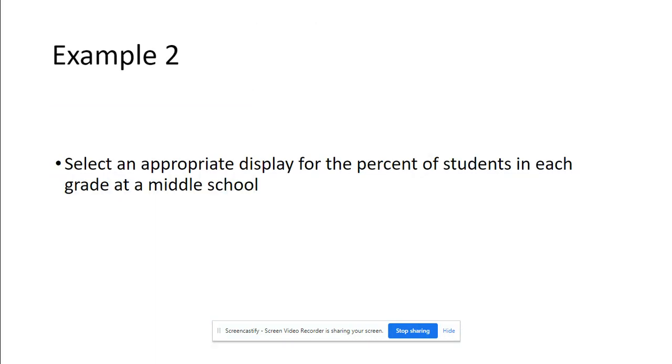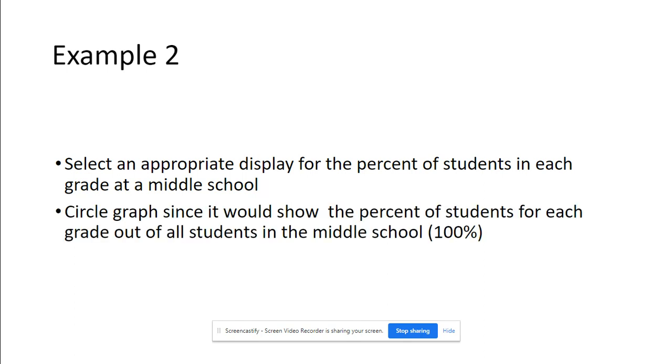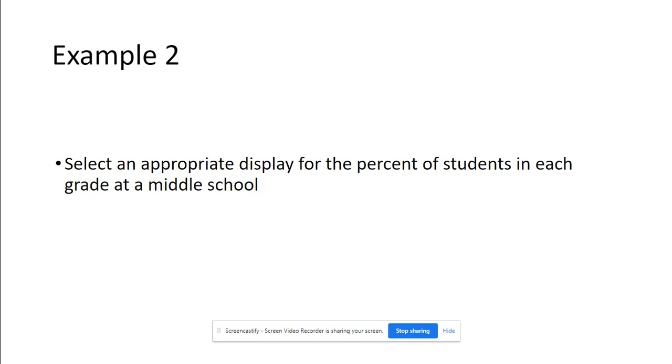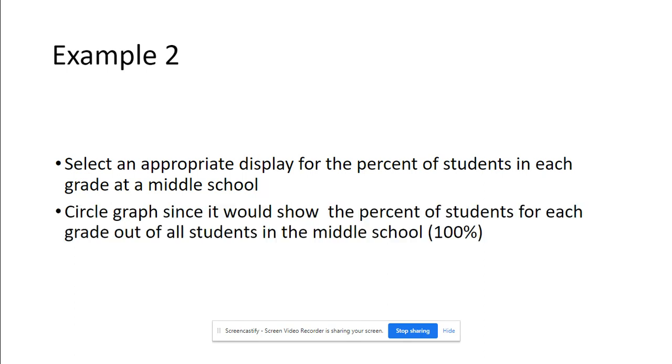So select an appropriate display for the percent of students in each grade at a middle school. So we can see, I guess that's the only thing that was given. But in our case, we have 3 grade levels. And to show like the percentage of students that are 6th grade, 7th grade, and 8th grade, it would make sense to use a pie graph for this. Because together, all the students in 6th, 7th, and 8th grade, or in other schools, maybe 7th and 8th grade, those students together represent 100%. So since everything here adds up to 100%, it makes sense to use a circle graph or a pie graph.